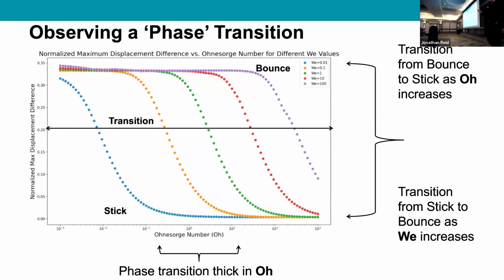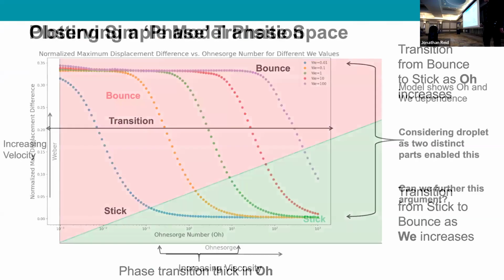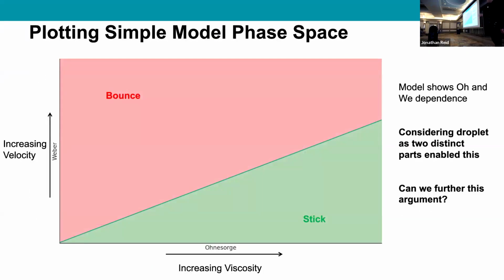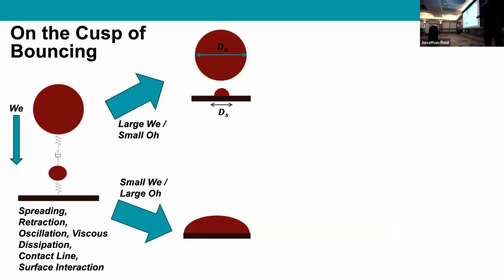But it's a nice little toy model to play with. And if you draw where this transition line is, you get a nice linear fit. But the key point is we've managed to replicate the same behavior from considering the droplet as two parts, one part that is associated with the surface. Can we further this? Well, what we can say is that our little toy model captures all the complicated physics that we want to ignore.